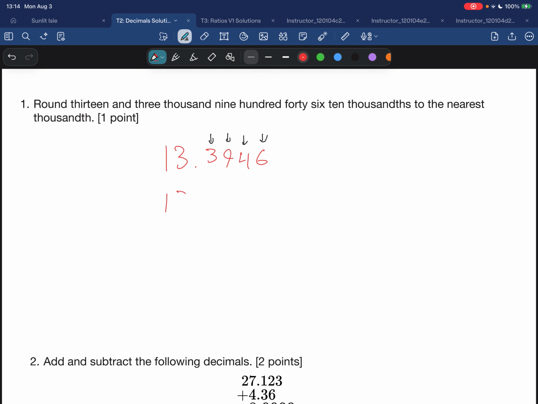So I'm going to leave everything else in front of it the same. When I get to the spot where I want to round it, I look one number to the right. Now I am looking at the 6, and I'm seeing that it is larger than 5. So I'm going to round this 4 up to a 5. And that is it for question 1.